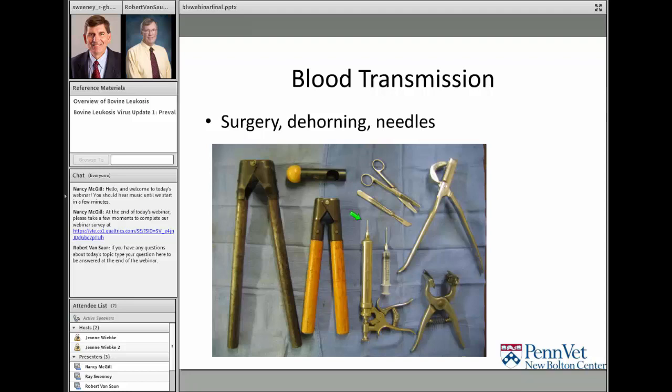If this is, for instance, being used to inject a vaccine, and you go into the muscle, you get a little drop of blood in the end of the needle, you go into the next cow, you could exchange that drop of blood. So all of these procedures that involve sharing of blood or exposure of blood from one cow to another, or that humans have promoted, are ways that BLV has been spread on farms.